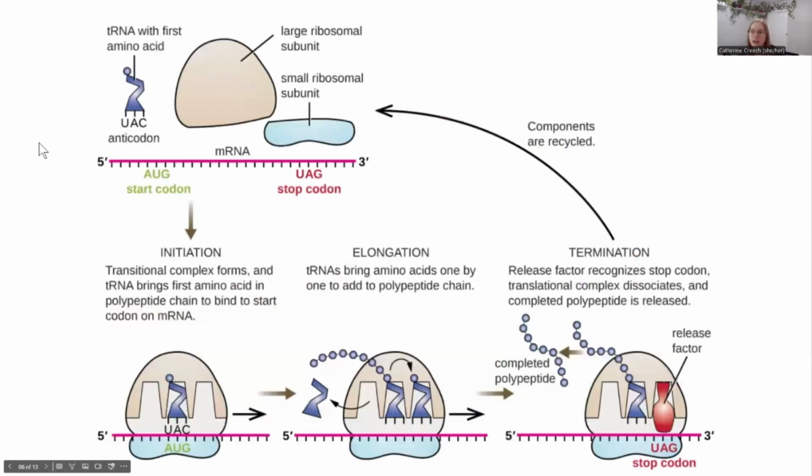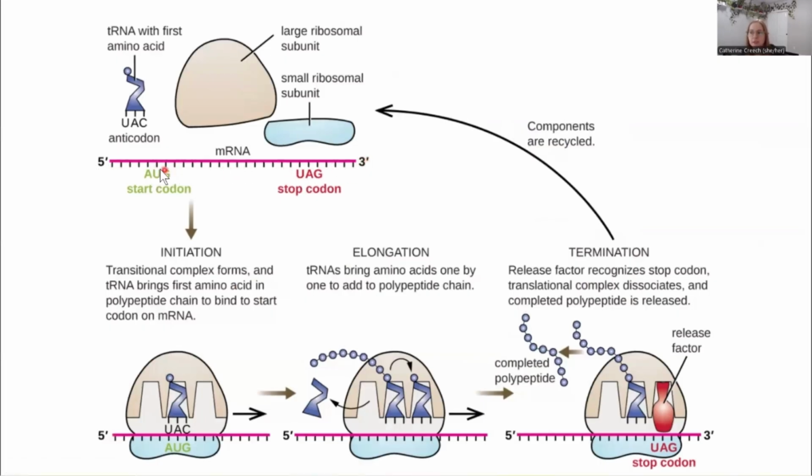Here I have my mRNA. My mRNA is going to start with the same codon each time. It's called the start codon. It is AUG. AUG always pairs with the anticodon region of a tRNA that is holding a methionine. So every protein starts with MET.